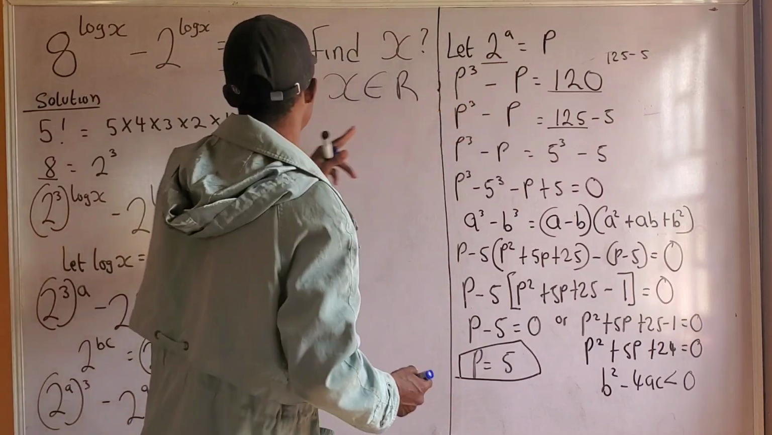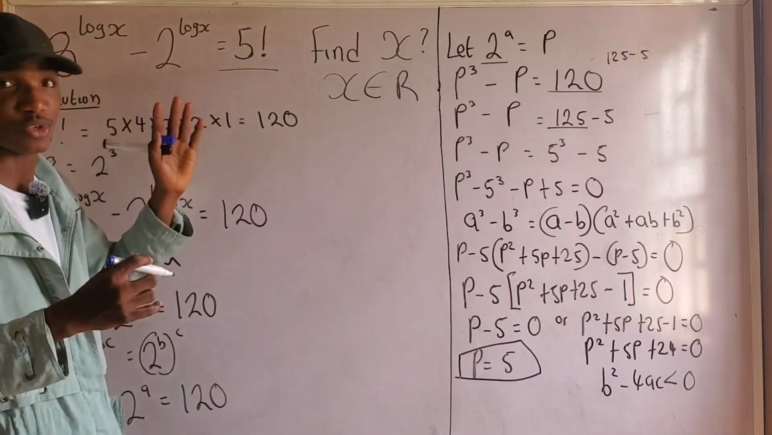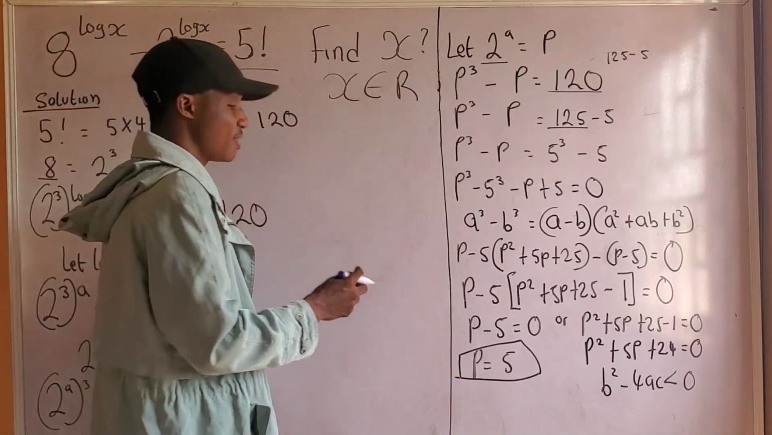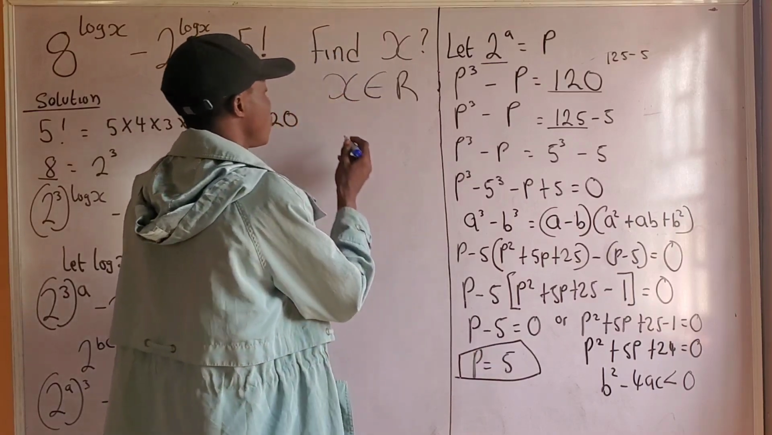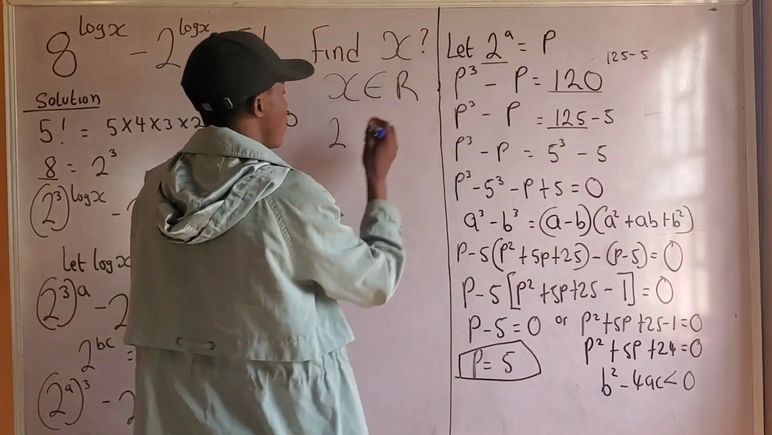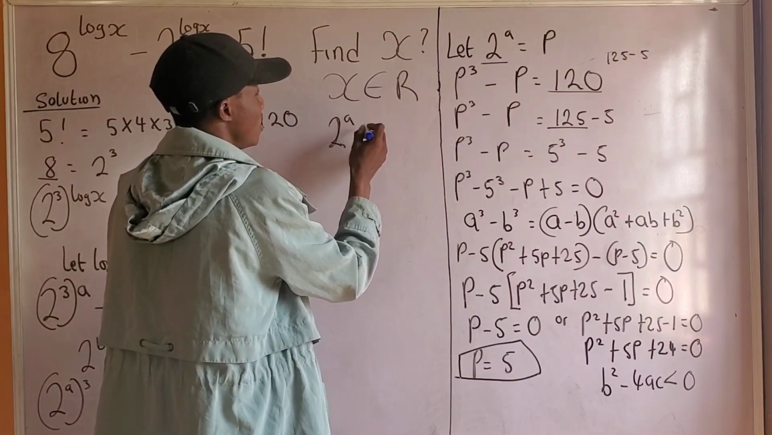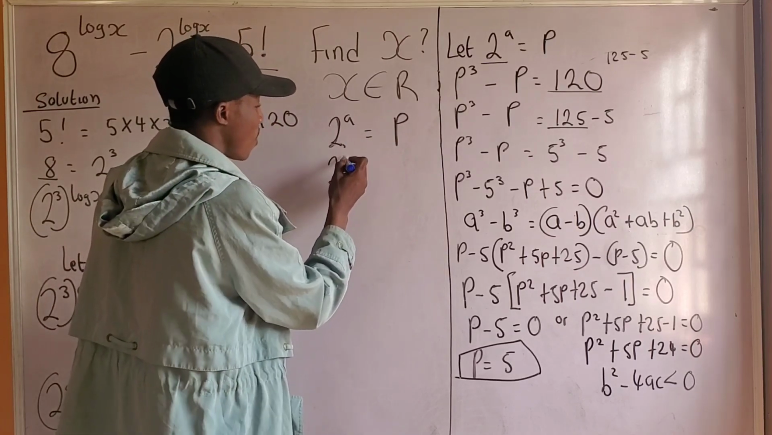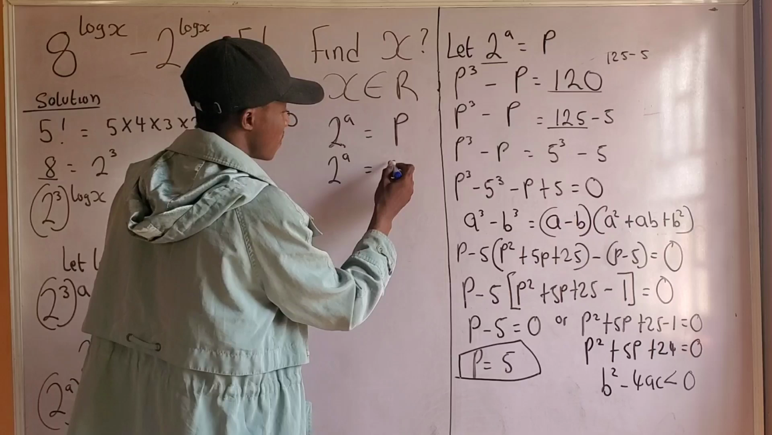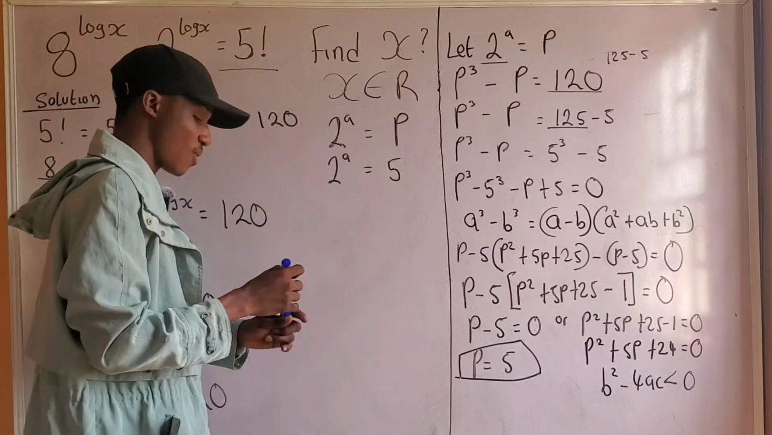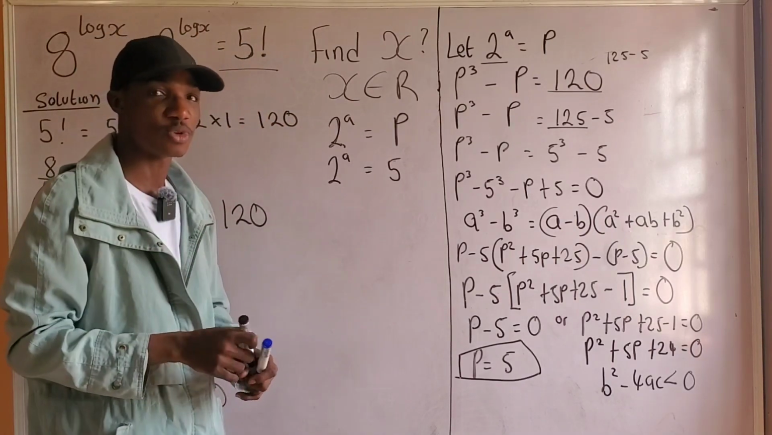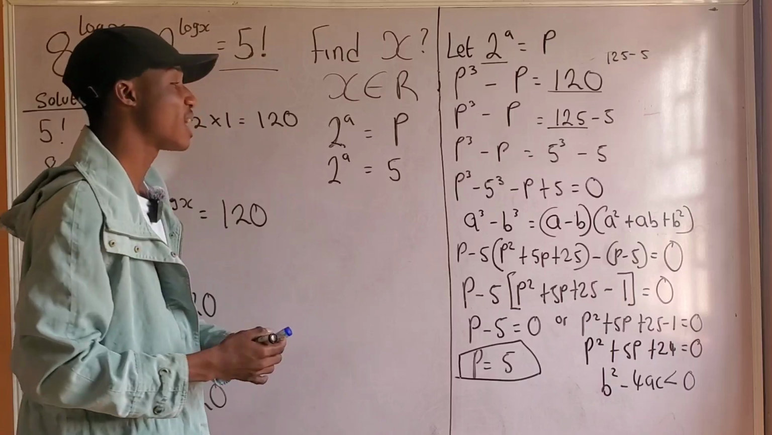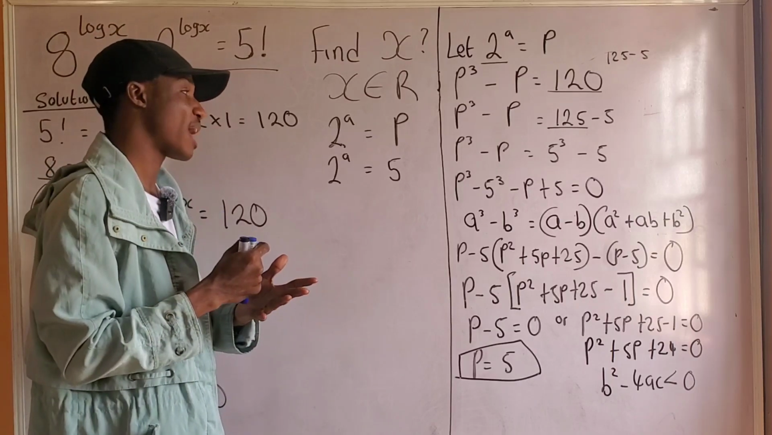The goal is to find the value of x, not the value of p. Do you know? So, having gotten the value of p as 5, don't forget that 2 raised to the power of a equals to p. Now, I'm going to have 2 raised to the power of a equals to 5, right? Now, I'm going to take the logarithm of both sides. And the base of that logarithm is 2.